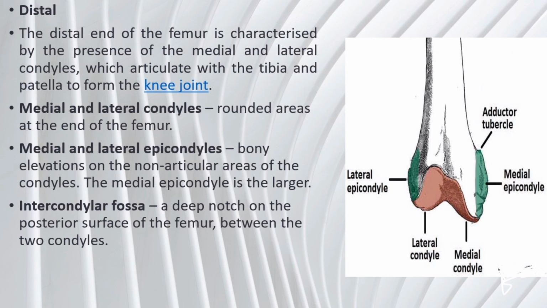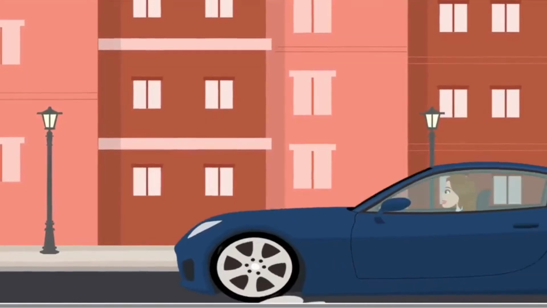Intercondylar fossa. A deep notch on the posterior surface of the femur, between the two condyles. It contains two facets for attachment of intracapsular knee ligaments. The anterior cruciate ligament (ACL) attaches to the medial aspect of the lateral condyle and the posterior cruciate ligament (PCL) to the lateral aspect of the medial condyle.